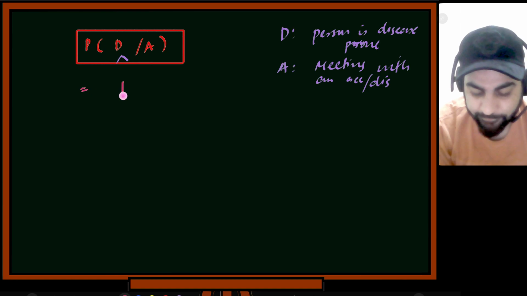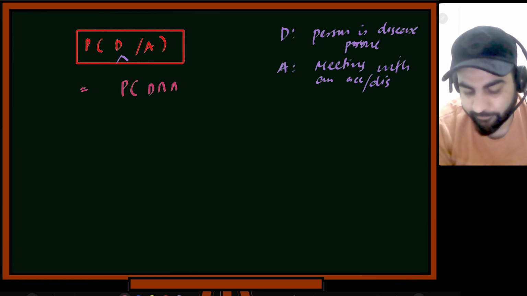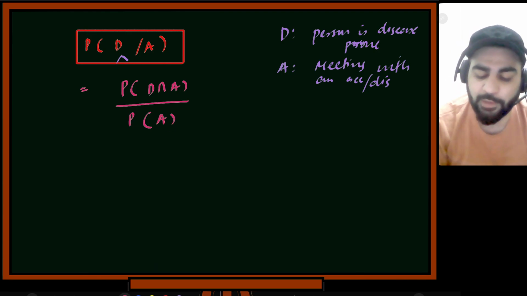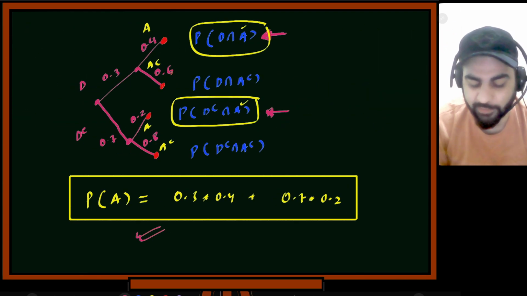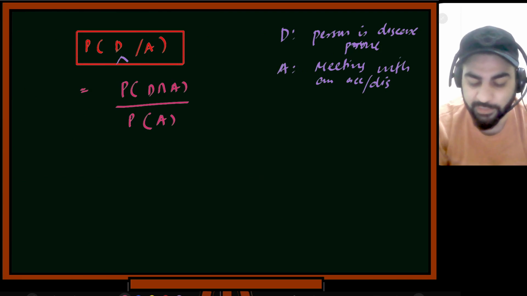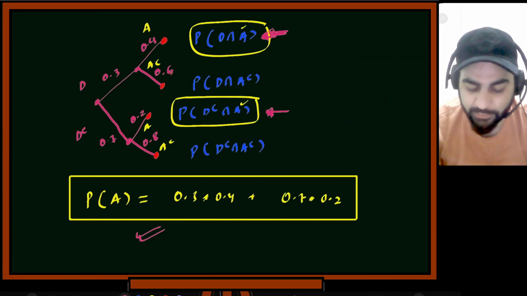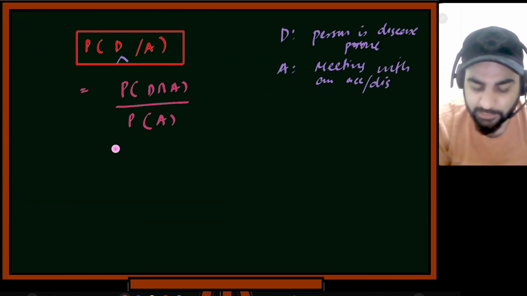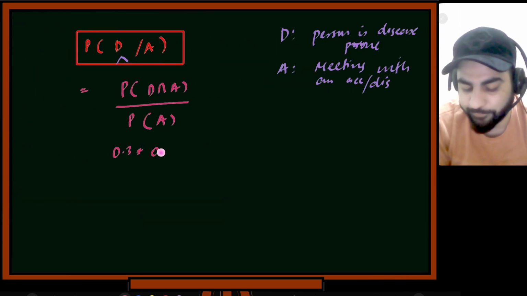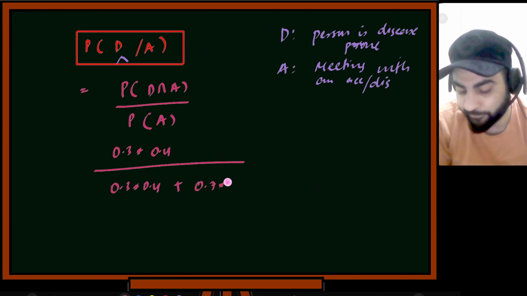It will be, sir, probability of D intersection A divided by probability of A. The probability of A we computed. Now, how to compute this probability of D intersection A? Over here, the first part, 0.3 multiplied by 0.4, divided by 0.3 multiplied by 0.4 plus 0.7 multiplied by 0.2. This is what it is.